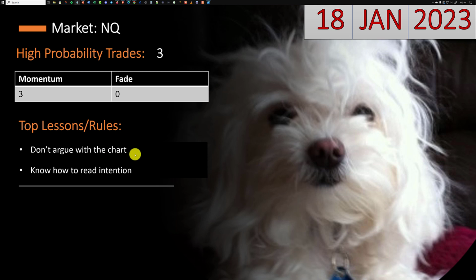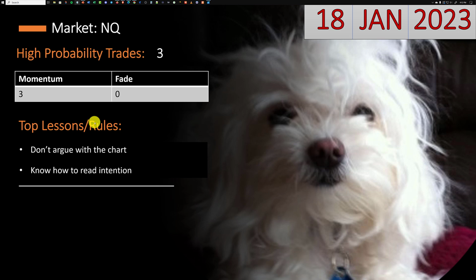So first up, the top lessons. There were 3 high probability trades today. Really, it was just a straight up momentum short day. You had no reason to argue with the chart. So the top lesson for today is you shouldn't have argued with the chart at all. There was never a point that you should have been fading, and there was really never a point you should have argued with the chart.